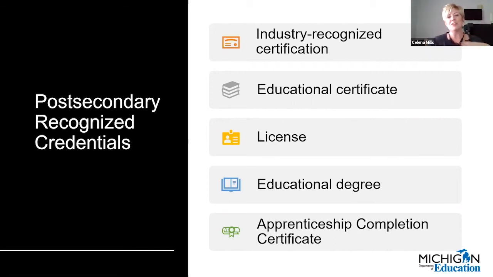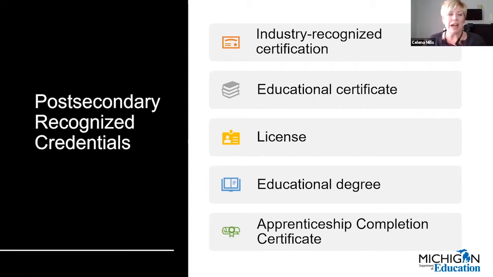And on your screen, you'll see some of the things that define what a post-secondary recognized credential is. So it could be a license, it could be a degree, it could be an apprenticeship, or some other industry recognized certification. And we're going to talk a little bit more in depth about what this means for you and for your construction students yet today. But we chose this, and our post-secondary partners also had to do the same. So they're working with that same indicator.